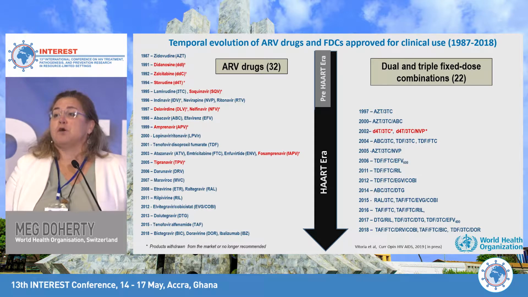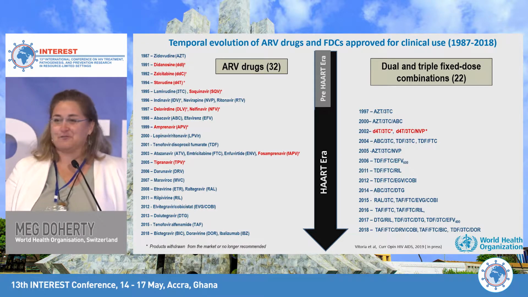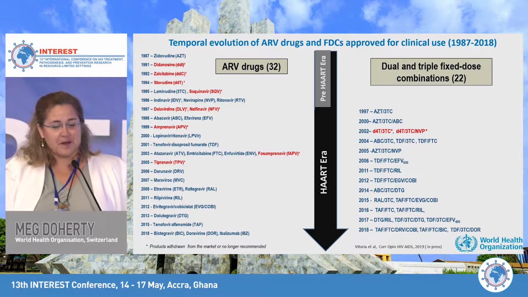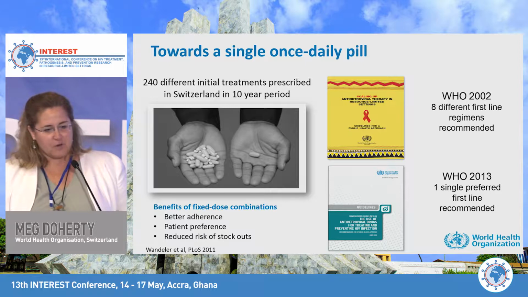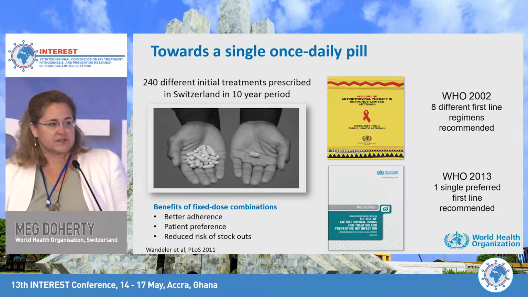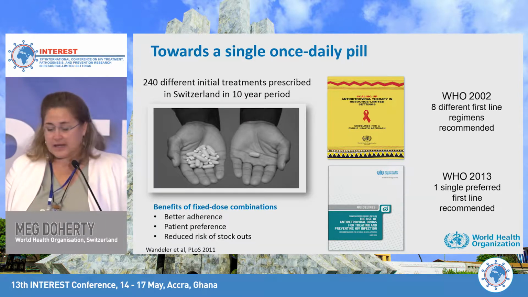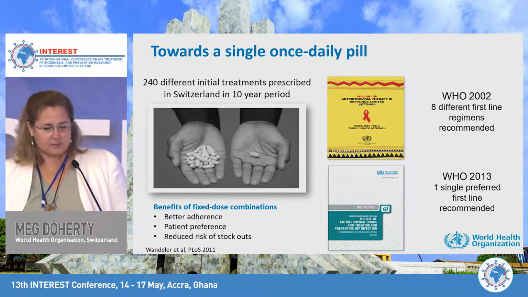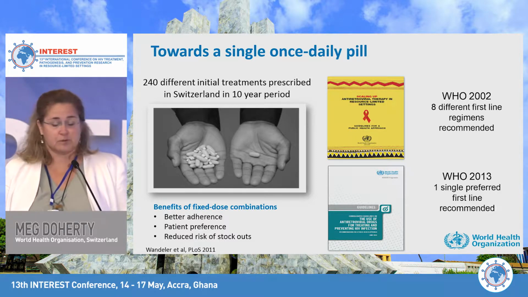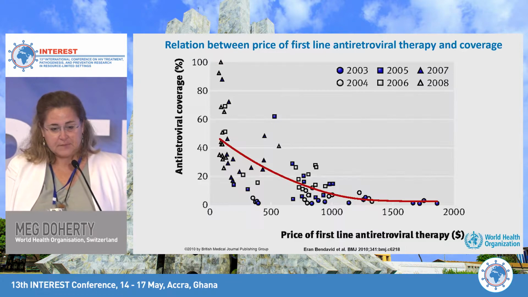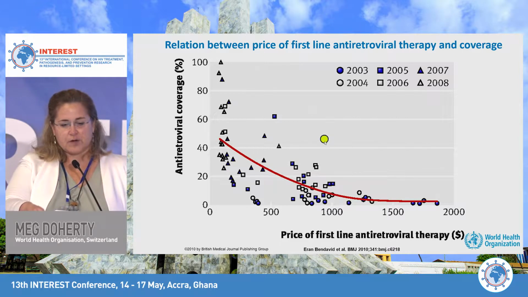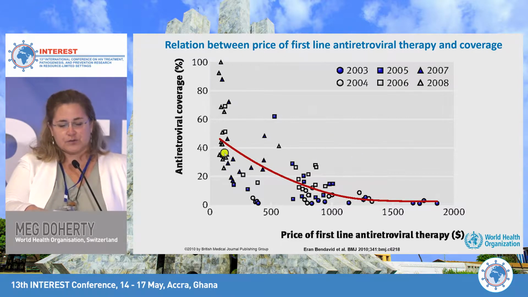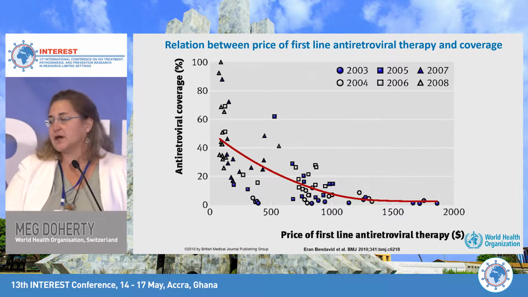We also know that there are multiple ARVs out there. And if you wanted to, you could pick a myriad. But the public health approach has really tried to bring it down to the simplified, so that we go from different regimens to combining all of those previous ARVs into one fixed dose combination that helps with better adherence, patient preference, and reduced risks of stockouts as we scale. And with that has come reduced price. What we can see from here is the first-line price of ARVs over time reduced to much lower levels as the treatment coverage increased.